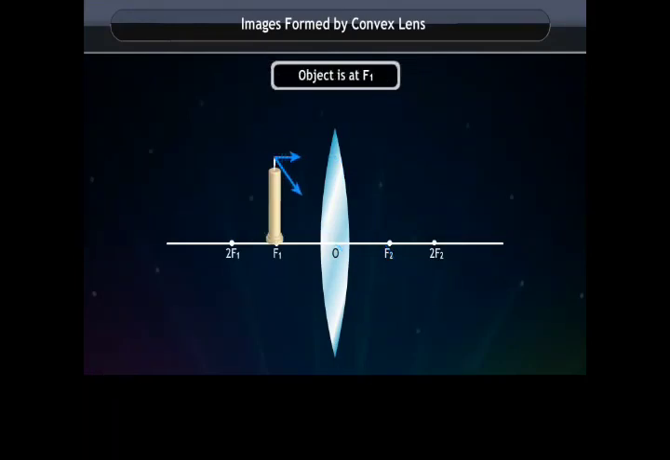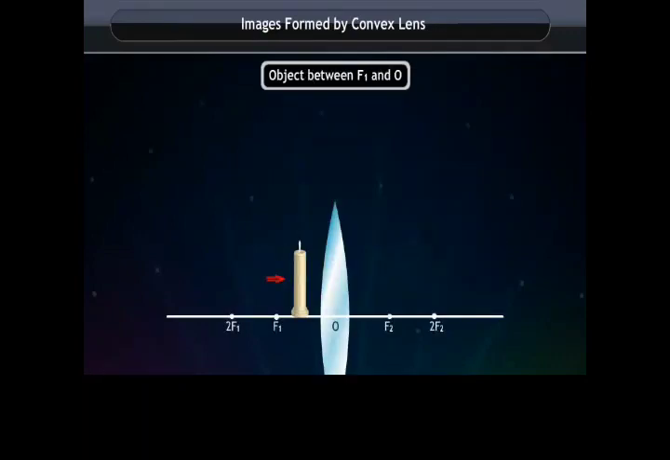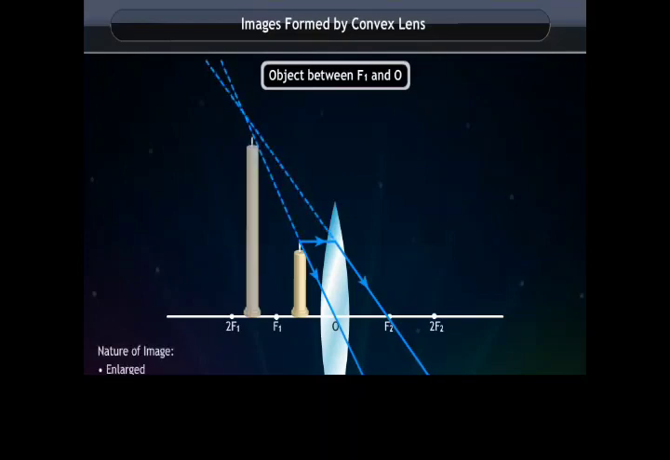When the object is at f1, the image is formed at infinity. It is highly enlarged, real and inverted. When the object is between f1 and O, the image is formed on the same side of the lens. It is enlarged, virtual and erect.